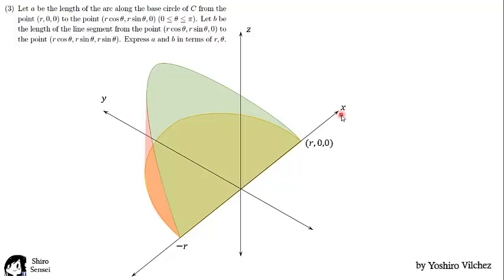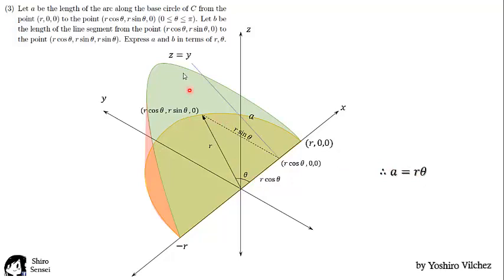So here is the point (r, 0, 0), draw the radius with an angle of theta, and find r cosine and r sin of theta. So here is the point (r cosine theta, 0, 0), and here is (r cosine theta, r sin theta, 0). And according to the problem, A is the length of the arc from this point to this point. And as we know, the arc is calculated by multiplying the radius and the angle. So A is equal to r times theta. Now, if we draw the straight line z equal to y for this value of x, the height is r sin of theta, and this point is (r cosine theta, r sin theta, r sin theta). Then according to the problem, B is the length from this point to this point. Then B is equal to r sin of theta.